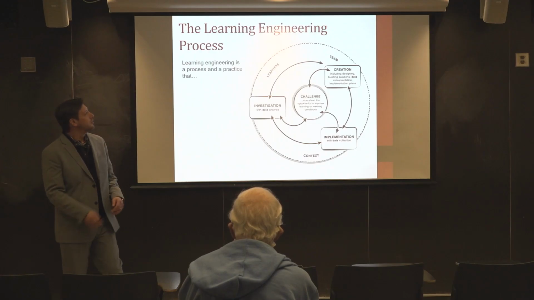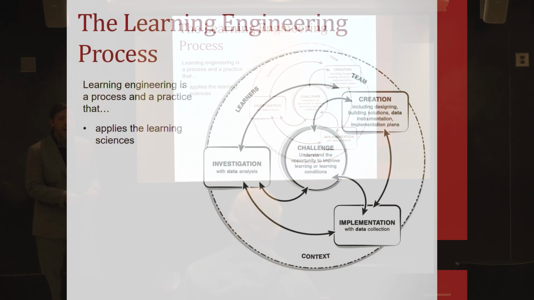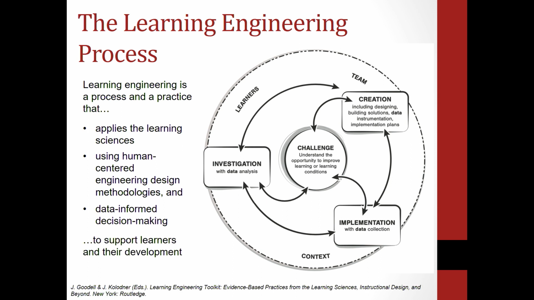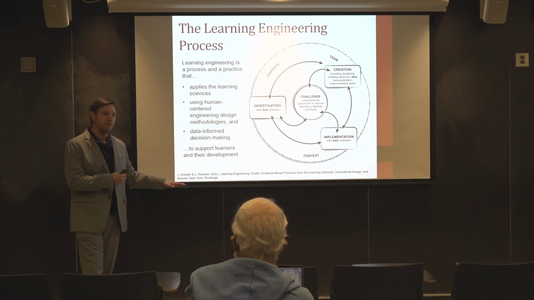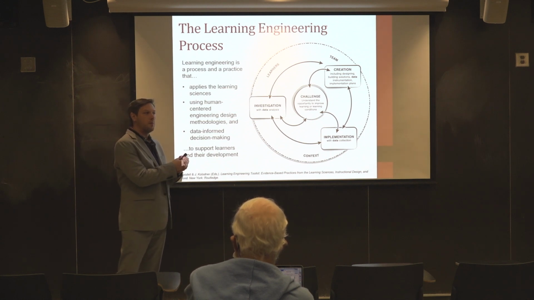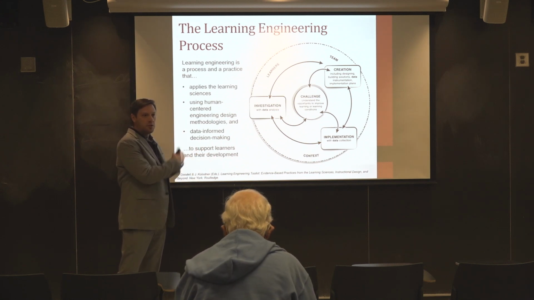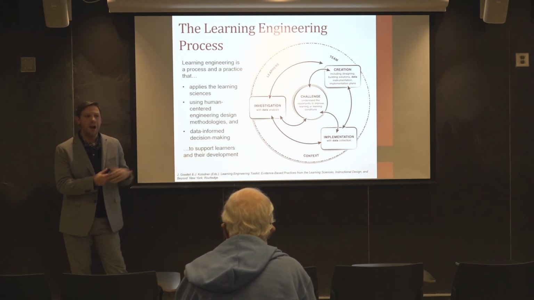So what is learning engineering? Learning engineering is a process and a practice that applies the learning sciences using human-centered engineering design methodologies and data-informed decision-making. And this is all done to support learners and their development. So that's the definition of learning engineering from IEEE and from the book. And what we try to do in the learning engineering process is talk about what it means to actually do that work. So to take this idea of learning engineering as a definition, turn it into a process that actually allows us to support these learners using these practices.